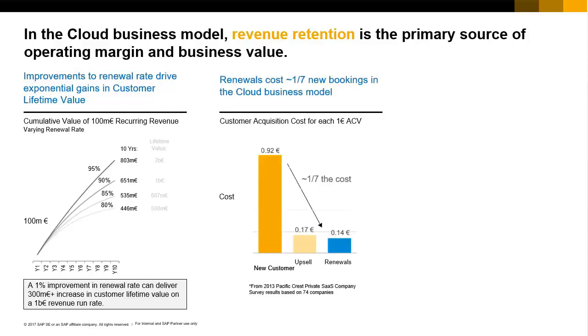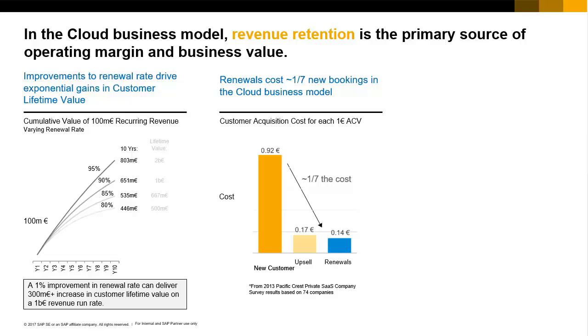Number 2, both upsells and renewals are significantly less expensive than the cost of acquiring a new customer. Renewals cost about 1/7 new bookings in the cloud business model, and upsells are also significantly cheaper than the cost to acquire a new customer.